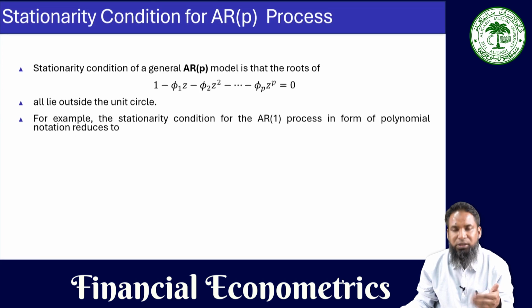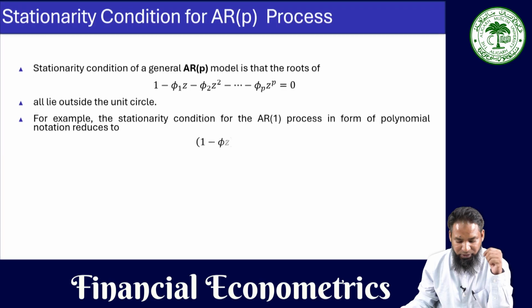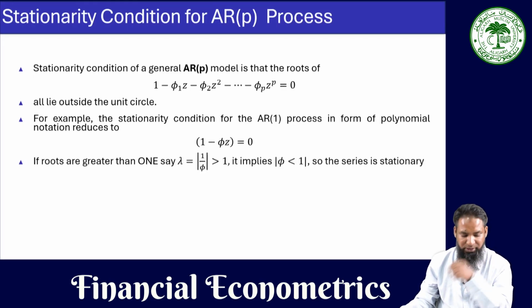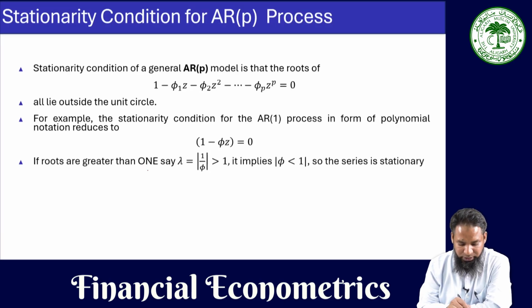So for example, let us say the stationary condition of AR1 process in form of polynomial, how we can write? We can write 1 minus phi 1 z is equal to 0. Then we can say that if the root of this is lambda, its absolute value should be more than 1. So it implies that absolute value of phi 1 must be less than 1. So the series is stationary.